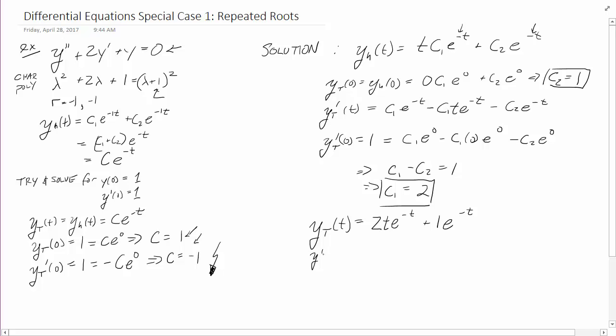So let's differentiate this. We'll use product rule again. We'll get 2 e to the minus t minus 2t e to the minus t minus e to the minus t. And now we'll differentiate that again, double prime. So here we get minus 2 e to the minus t, and again product rule, so minus 2 e to the minus t plus 2t e to the minus t plus e to the minus t.